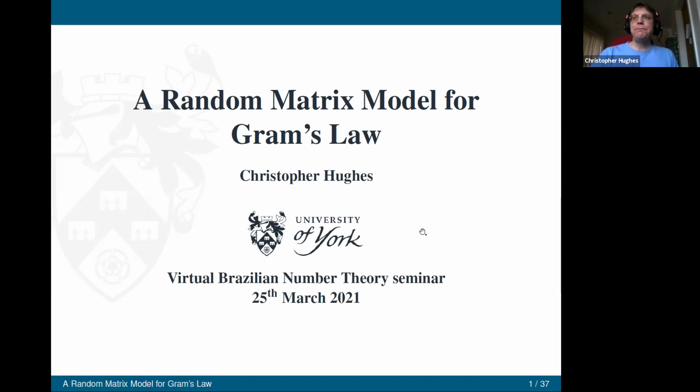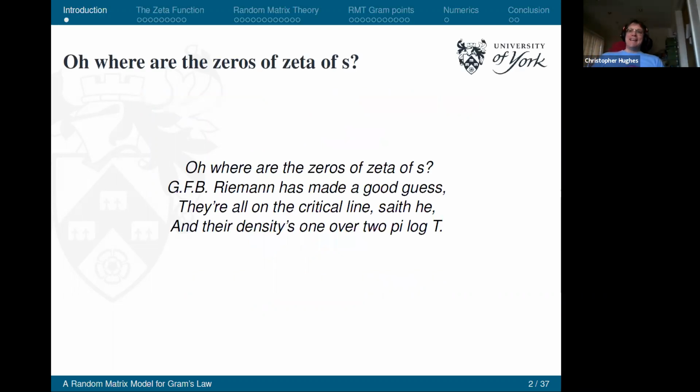I'm going to start with a song, which I actually won't sing for you, but it sets the tone. So where are the zeros of zeta of s? GFB Riemann has made a good guess. They're all on the critical line, saith he, and their densities 1/2 pi log t.